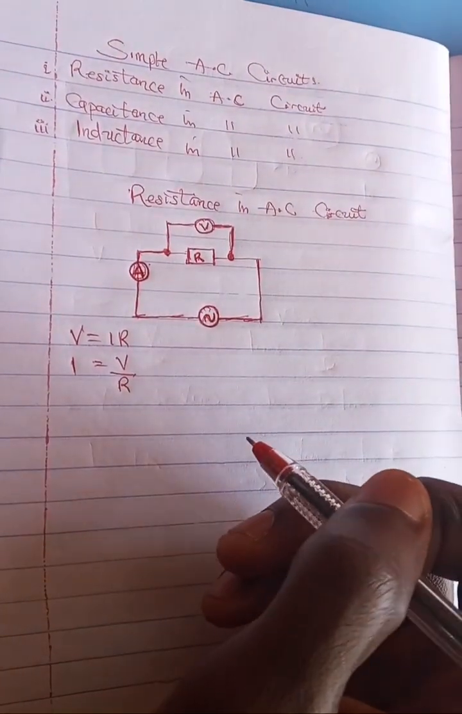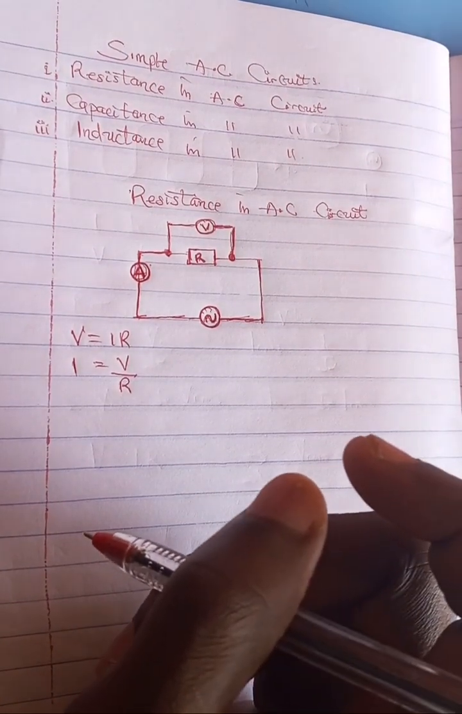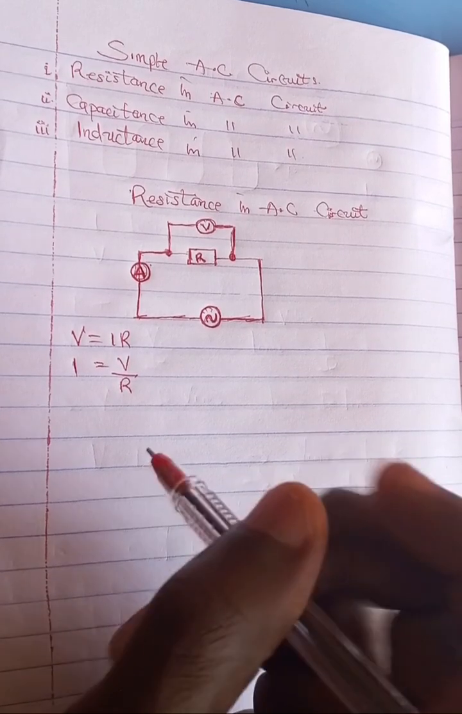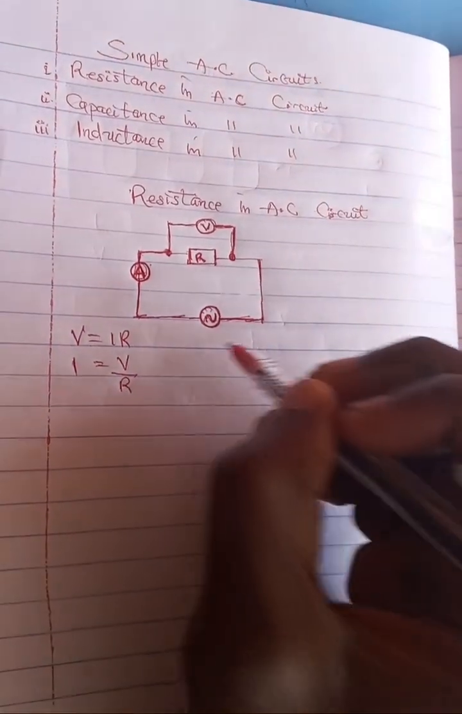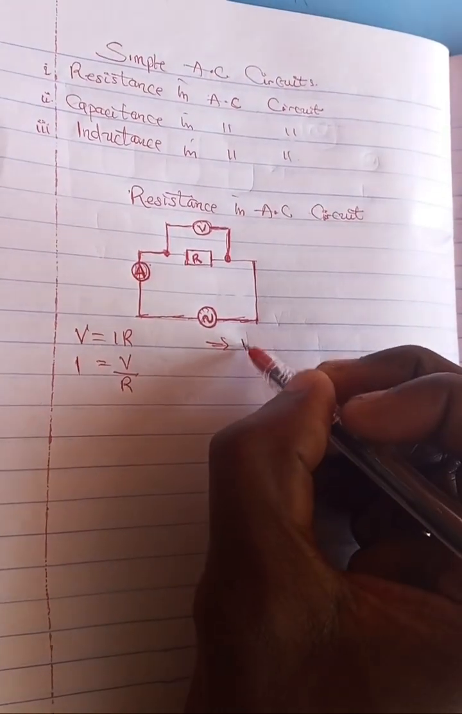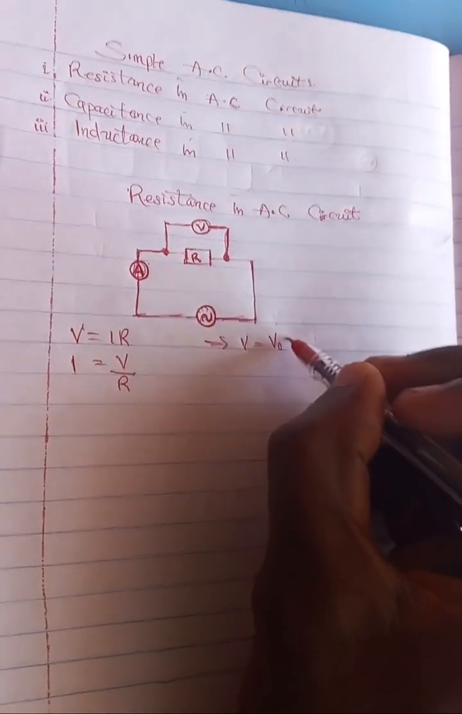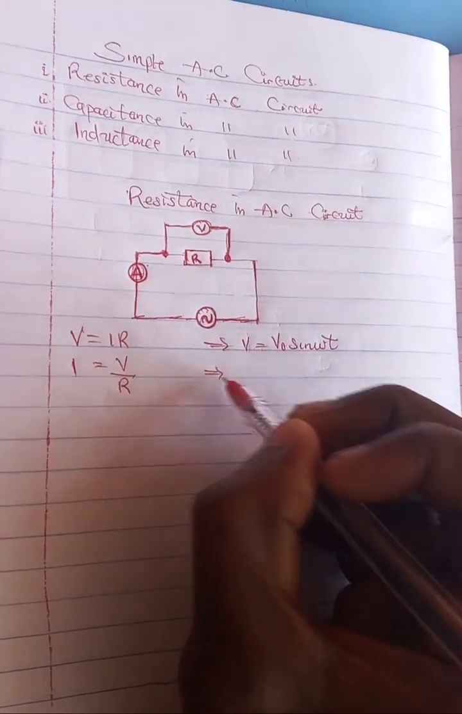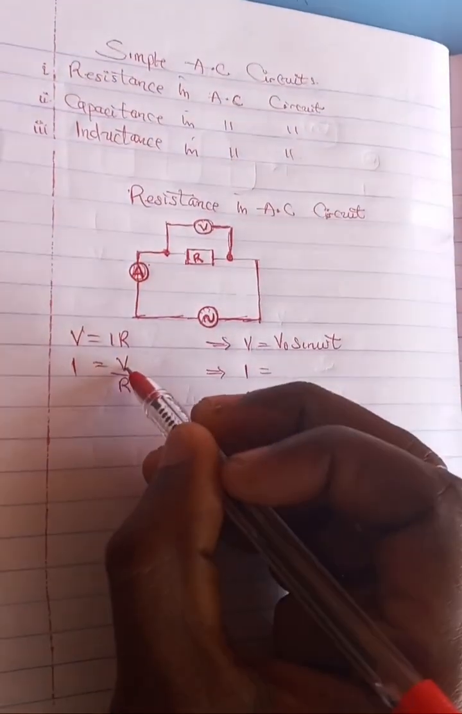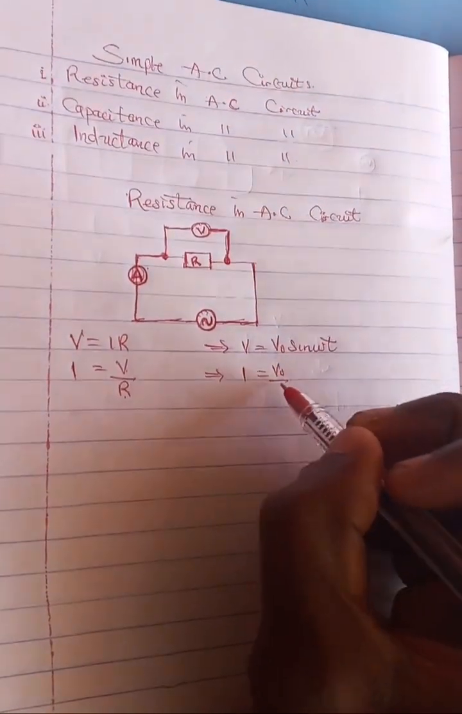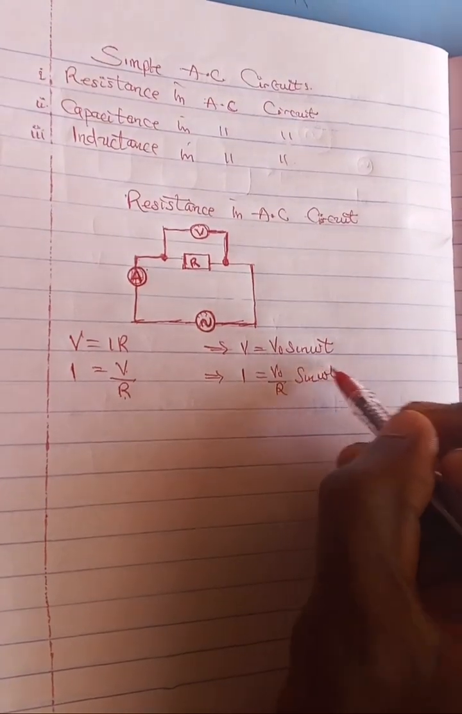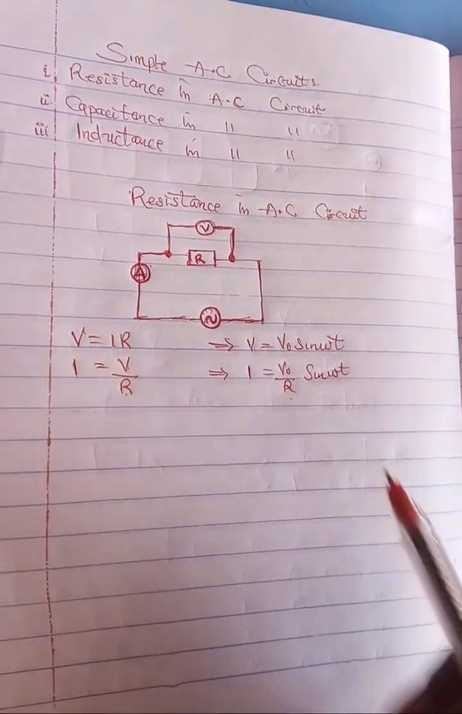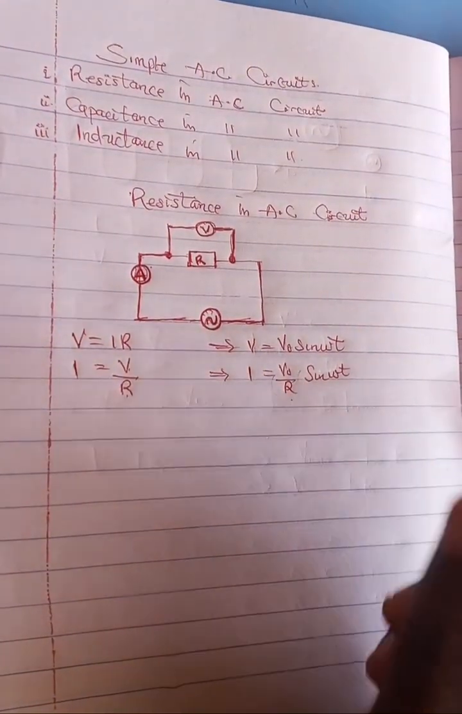Based on what we said, since both current and voltage are in phase, we can say that the general equation V equals V naught sine omega t could be transformed into current to be I equals, since we have V here, V naught over R sine omega t. What we are saying here is that the amount of resistance offered to voltage is still the same amount offered to the current. So this gives us our I naught.